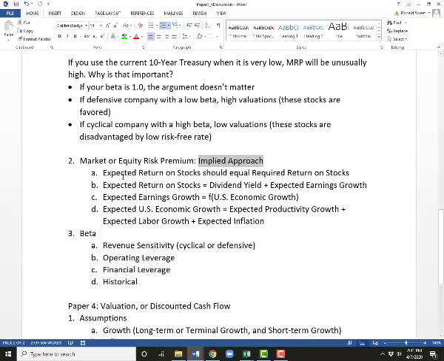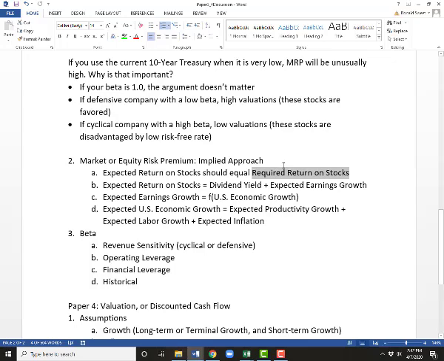And here what we're going to say, to do the market risk premium, we're trying to figure out what the required return on stocks is minus the risk-free rate. So the market risk premium, or the equity risk premium, is our required return on stocks minus the risk-free rate. And our required return on stock is what return do we need on stocks to compensate us for the risk of stocks.